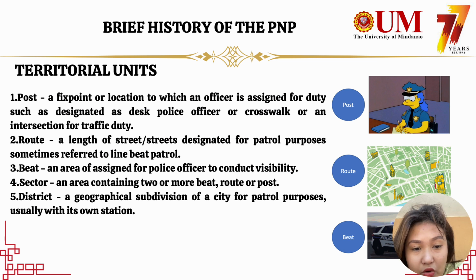And we have right here territorial units. We have the post, a fixed point or location to which an officer is assigned for duty, such as a designated desk police officer or a crosswalk or an intersection for traffic duty. And we have the route. These are lengths of street or streets designated for patrol purposes, sometimes referred to as line or beat patrol. And when we say beat, it's an area assigned for a police officer to conduct visibility. And the sector is an area containing 2 or more beats, routes, or posts. The district is a geographical subdivision of a city for patrol purposes and usually with its own station.